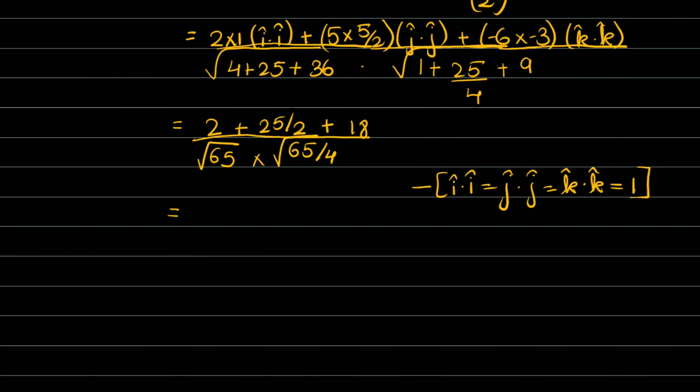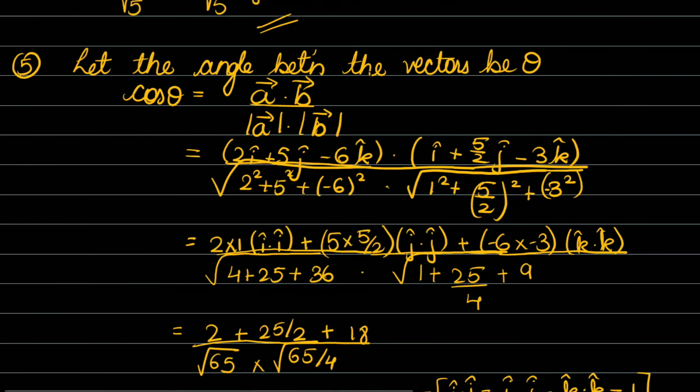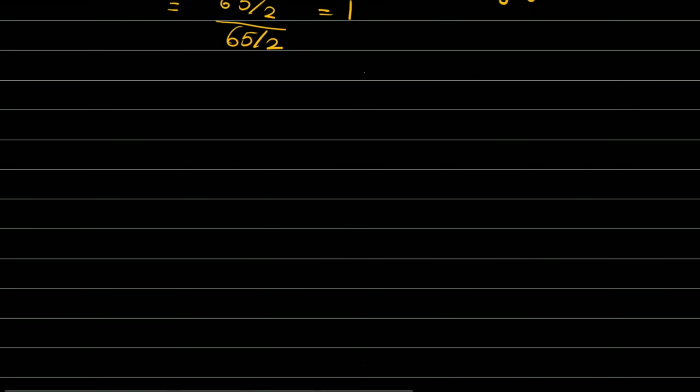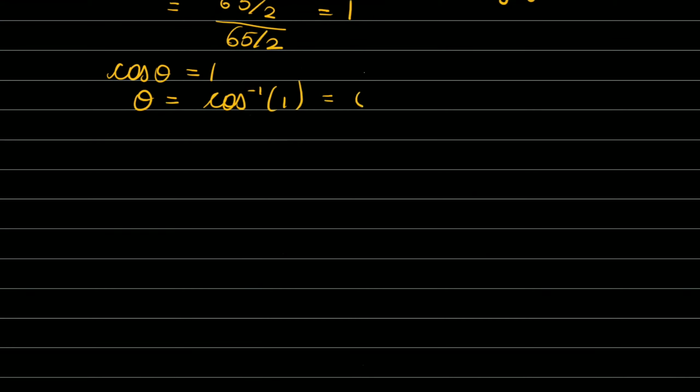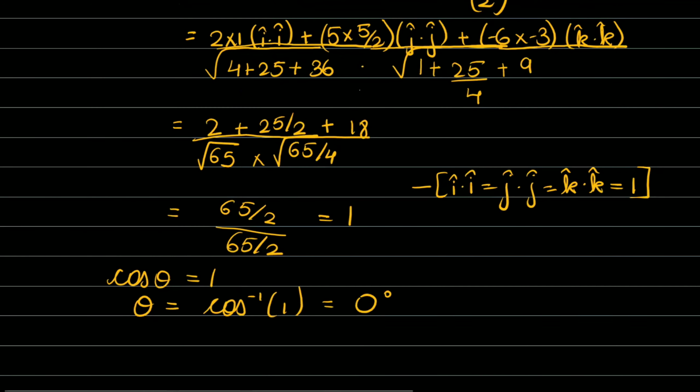So solving this, we get 65 divided by 2, again 65 divided by 2. Solving this, we get 1. We have got the value for cos theta equals 1. So the value for theta is cos inverse of 1, and cos inverse of 1 is 0 degrees. Therefore, if we get the value 0 degrees, it means the two vectors are parallel.